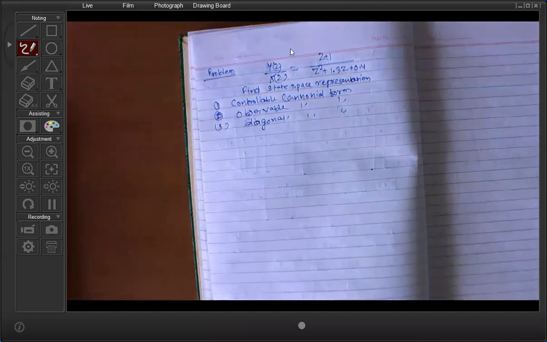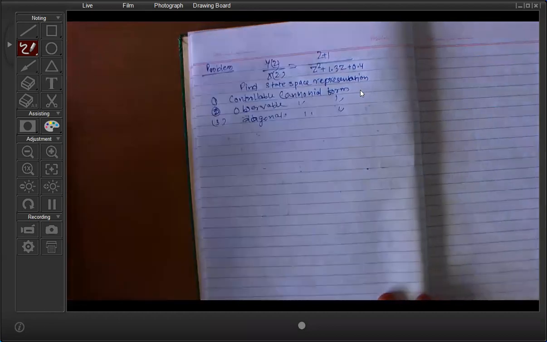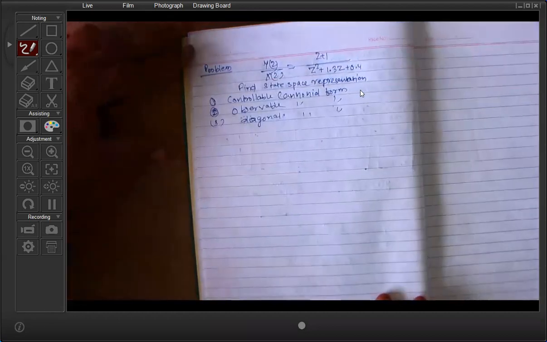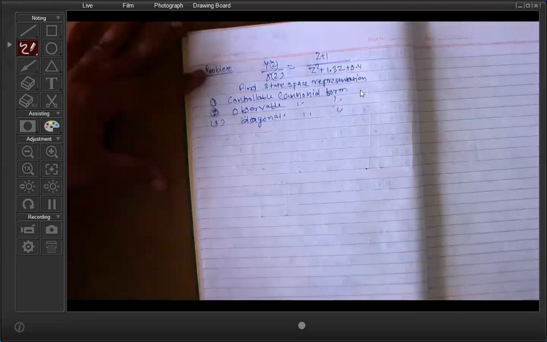Okay, so from the given pulse transfer function, tell me the order of the given transfer function. What is the order of the given transfer function? Hello, am I audible to you? Yes, sir. 2, sir.